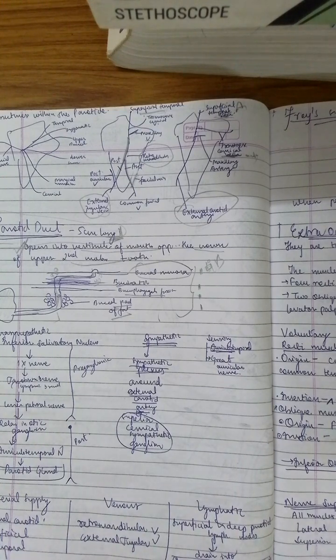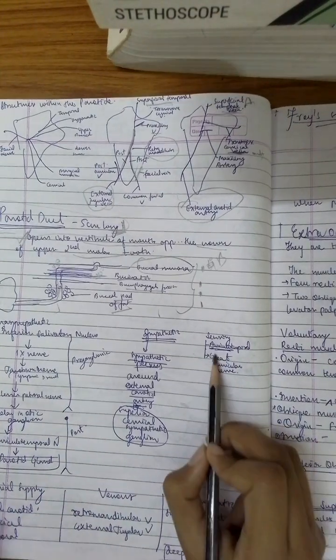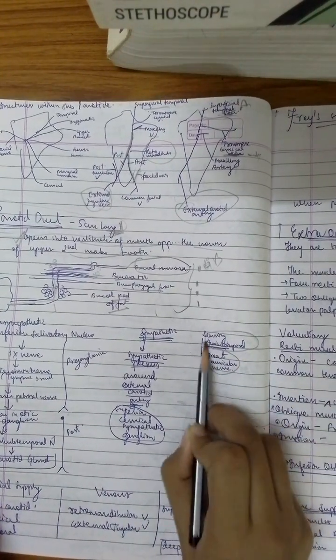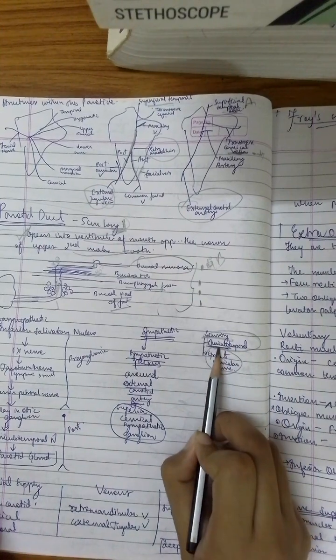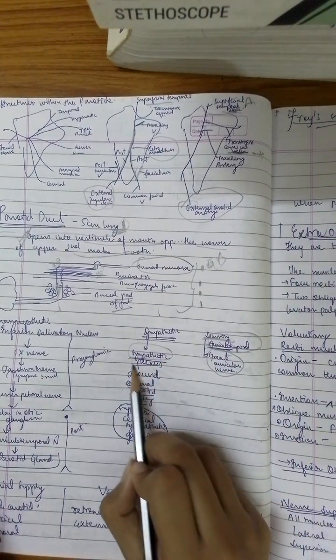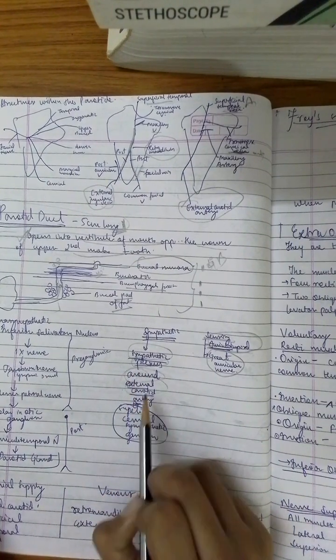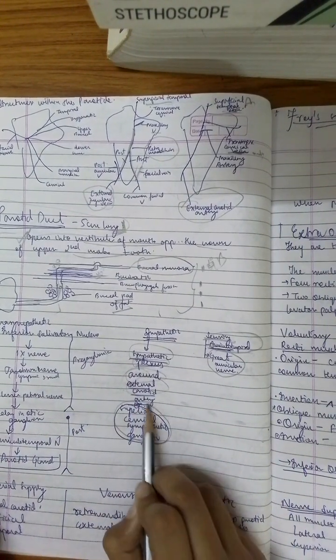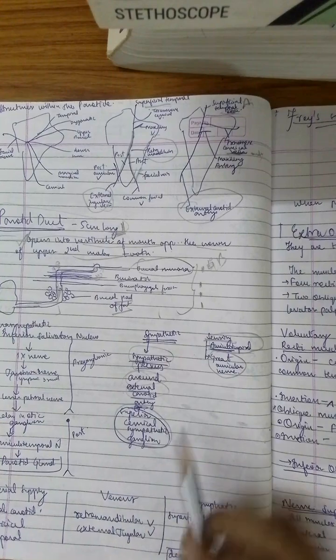Then comes the nerve supply: parasympathetic, sympathetic and sensory. Sensory is by the auriculotemporal nerve and great auricular nerve. Sympathetic is through the sympathetic plexus around the external carotid artery and the superior cervical sympathetic ganglion.